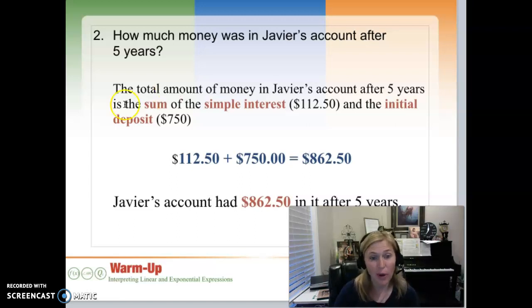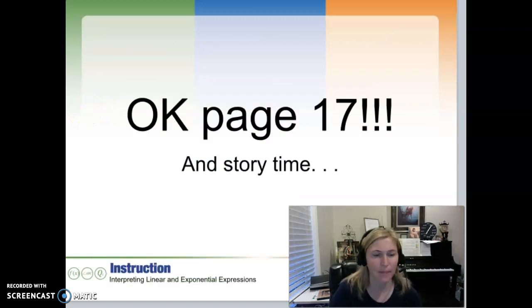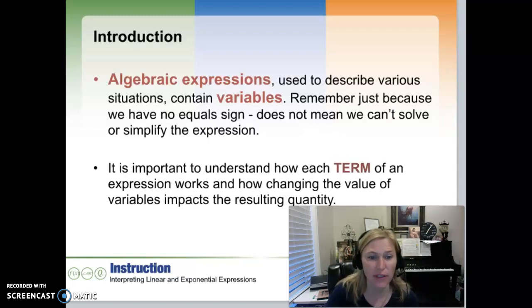Number 2, we're already on page 17. Okay, so on page 17, I have a little story time, but it's not that fun because it's a math story, but still better than writing stuff down. So just listen for a second.